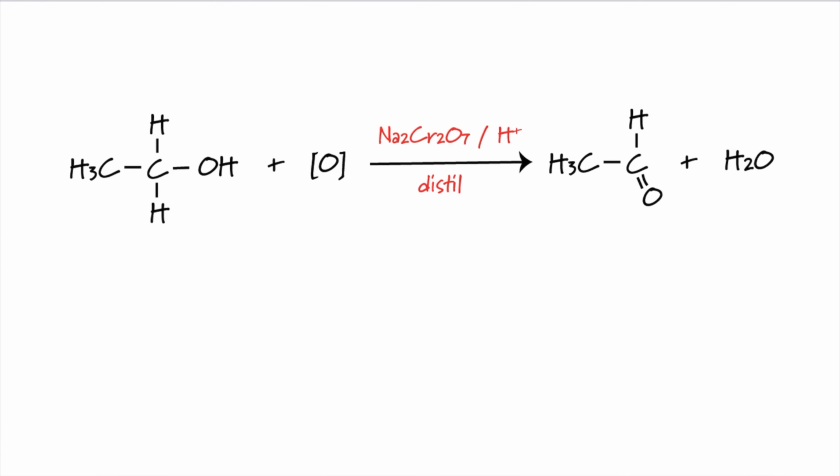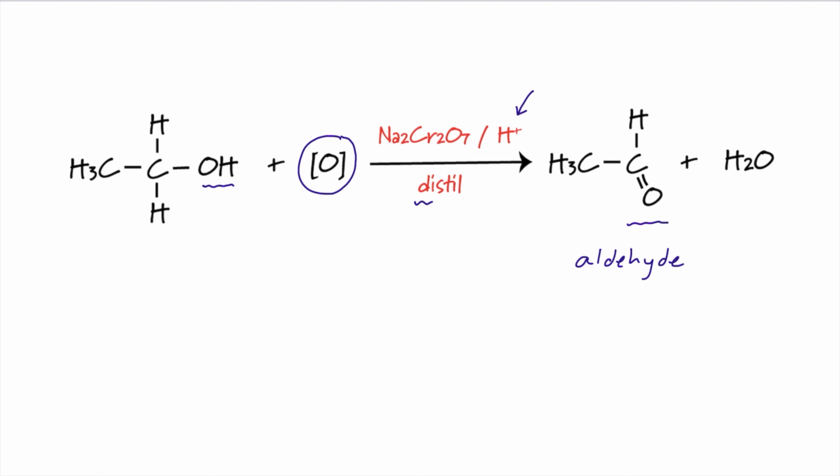If we gently heat a primary alcohol in the presence of an oxidizing agent, then our hydroxyl group becomes a carbonyl group at the end of the chain, which means that we have made an aldehyde, in this case ethanal. The O in brackets in this equation is simply a generic shorthand for oxidizing agent, and the oxidizing agent that I've chosen, in this case, is sodium dichromate, and we have our reaction under acidified conditions, hence the H+.